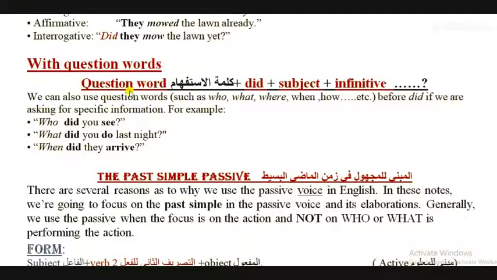And the second kind of question is the WH question. We start with the question word plus did plus subject plus the infinitive. Who did you see? What did you do last night? When did they arrive?